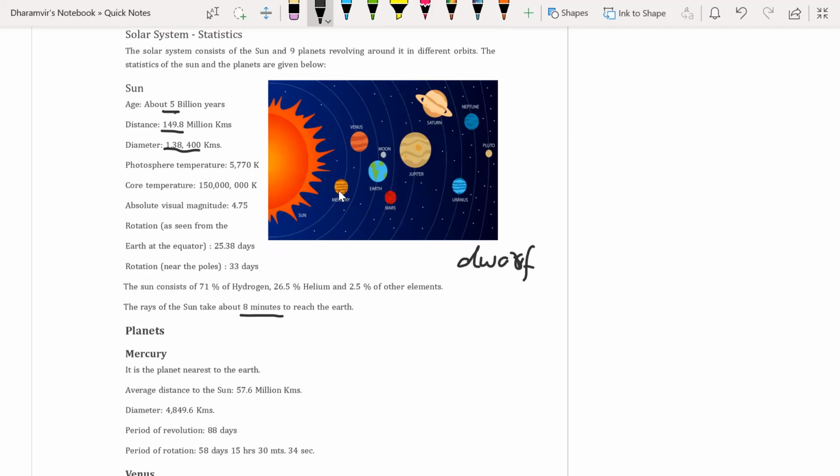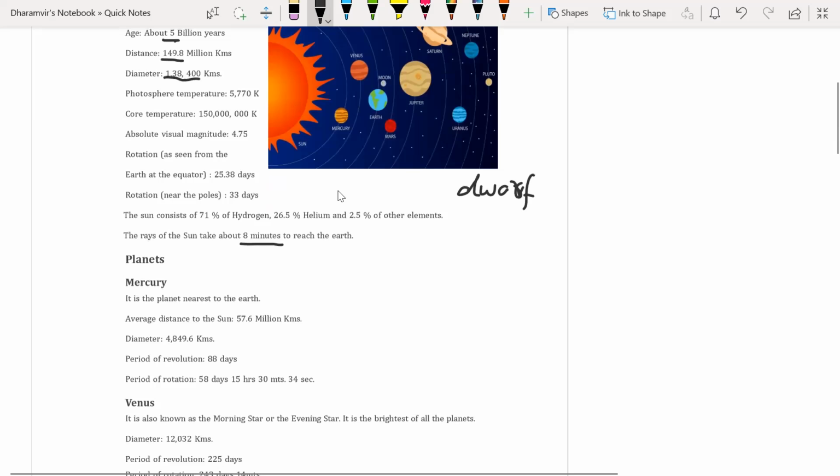Average distance to the Sun is 57.6 million kilometers, and its diameter is 4,849.6 kilometers. Period of revolution is 88 days. Period of rotation is 58 days, 15 hours, 30 minutes, 34 seconds. It is the nearest planet to the Sun.